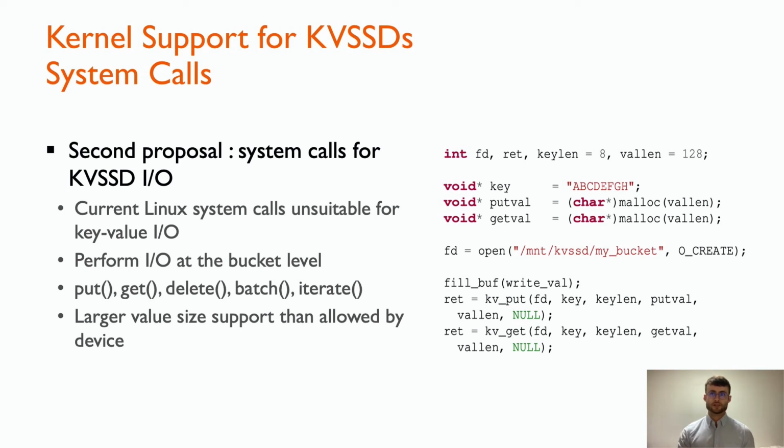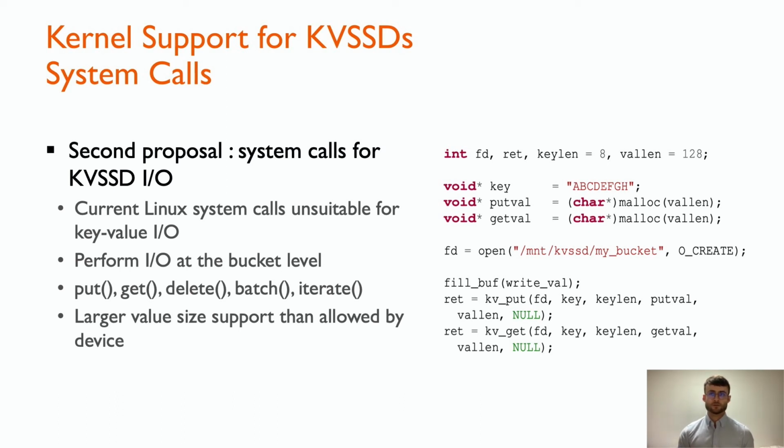On the right side of the slide here, we demonstrate a write and a read, or a put and get, using our proposed system calls. We first open a bucket inside the KeyValue SSD through our Pseudo file system discussed previously. We then call kvput, which takes a bucket, key buffer, key length, value buffer, and a value length. We then call kvget with a similar set of parameters.